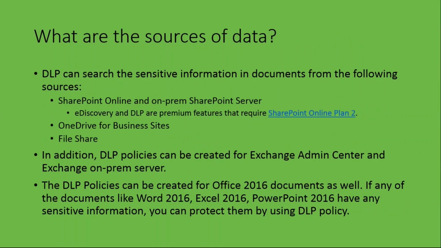Now, for the source of the data, as we saw earlier, these policies can find documents in SharePoint Online and in on-prem SharePoint Server also. With SharePoint 2016, we can configure these policies on-prem or with SharePoint Online. One thing to note here is that e-discovery and DLP are premium features and they require a minimum of SharePoint Online Plan 2. Other locations are OneDrive for Business sites and file shares, as we saw earlier. DLP policies can, of course, be configured for Exchange Admin Center, as we just saw, and with Office 2016 documents also.